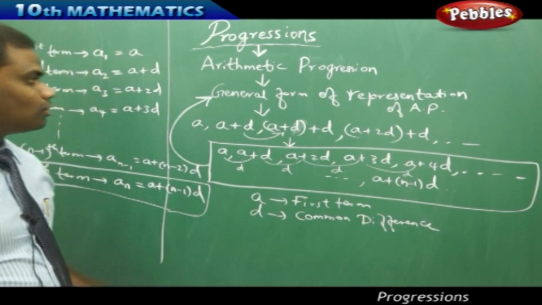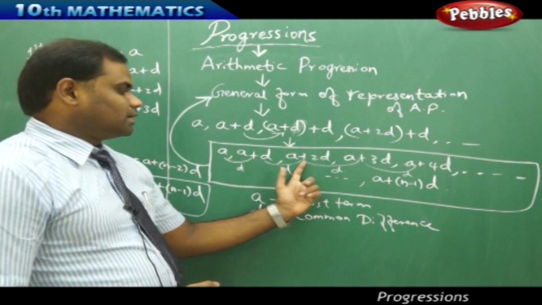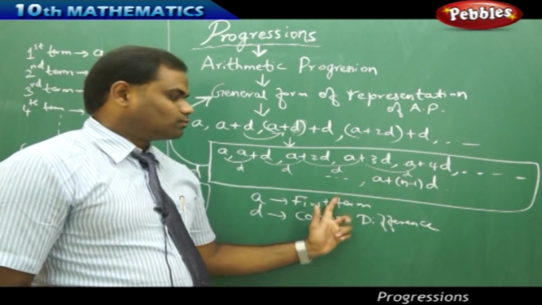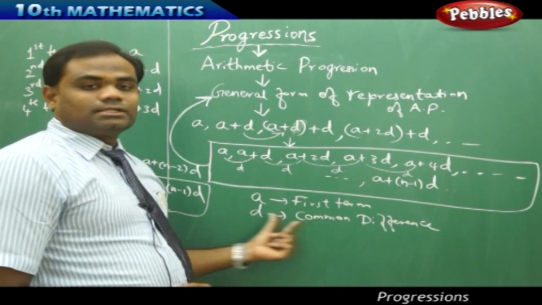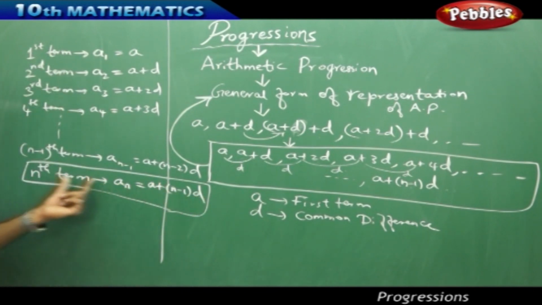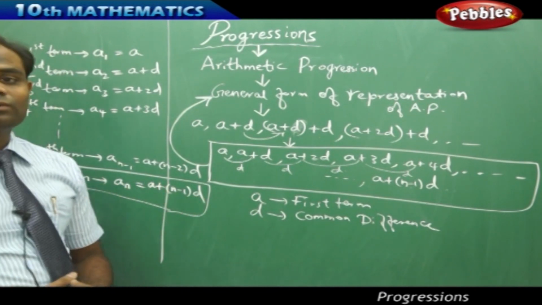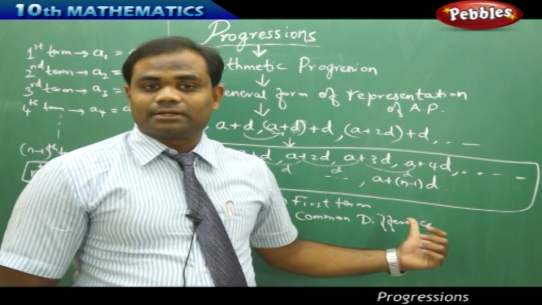The first term is a, the common difference is d, the nth term is this. So the general form of arithmetic progression is denoted by a plus d, a plus 2d, a plus 3d, so on and so forth till a plus n minus 1 d, where a is the first term, d is the common difference, and a plus n minus 1 d, denoted by an, is the nth term, is how we understand the arithmetic progression through the basic formula.